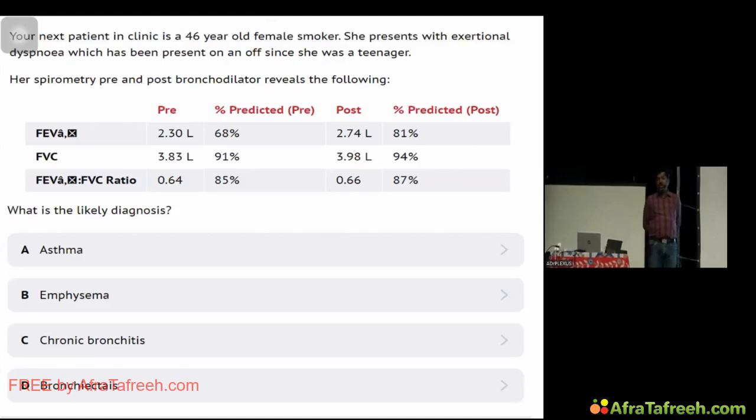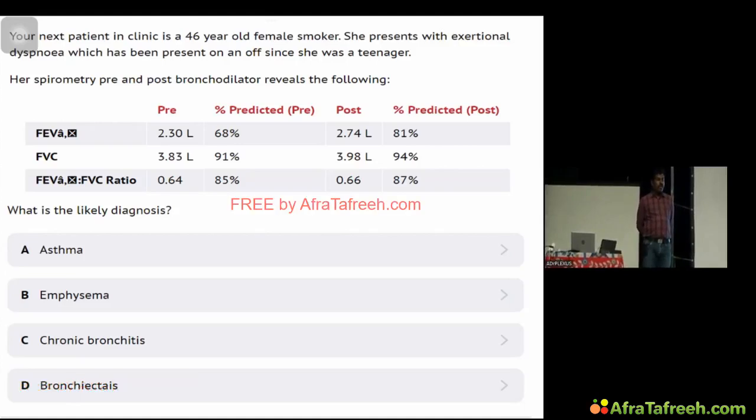Asthma is a condition where there is smooth muscle hypertrophy or hyperresponsiveness, which is reversible. So when you give a bronchodilator, it should reverse back. But here it has not reversed back: 85%, 87%. So the first option is ruled out. Coming to D, bronchiectasis. Other than dyspnea, no other symptom is given here. So bronchiectasis is also ruled out.